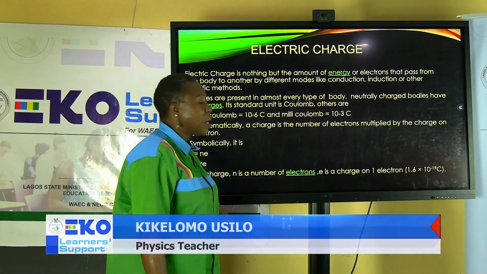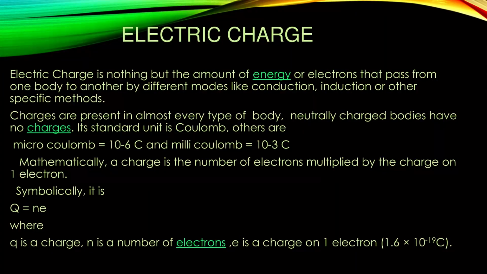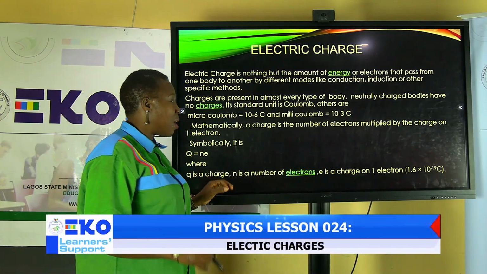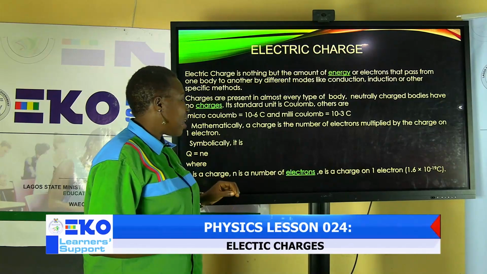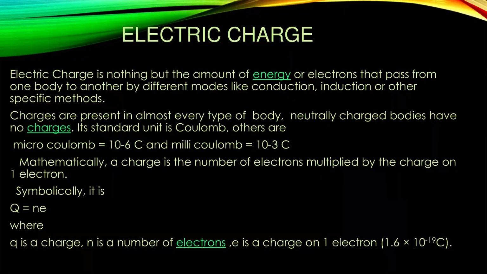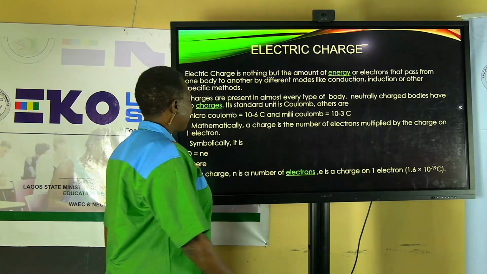Mathematically, a charge is the number of electrons multiplied by the charge of one electron, and symbolically it is written as Q = Ne, where Q is a charge, N is a number of electrons, and e is a charge on one electron, and it is denoted by 1.6 × 10^-19 coulomb.